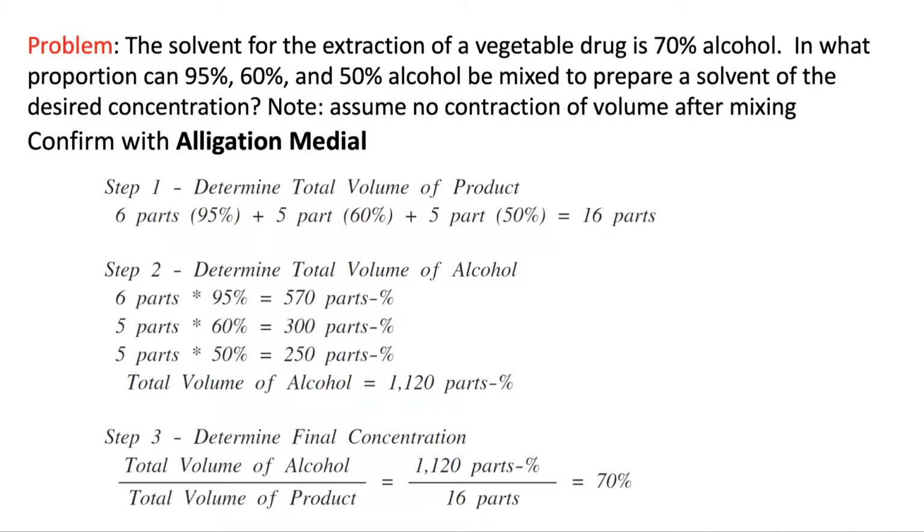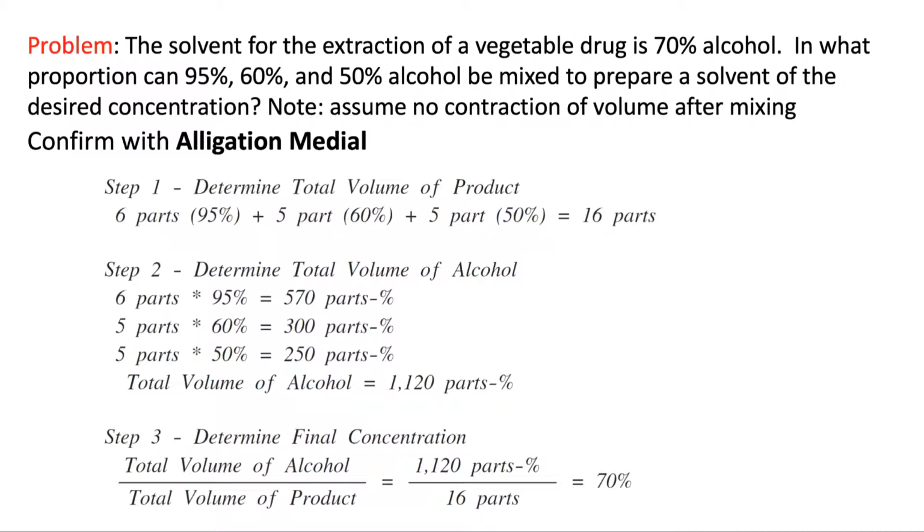So for the individual ingredients, 6 parts of 95 plus 5 parts of 60 plus 5 parts of 50, that ends up with 16 total parts. And while we don't have an actual volume in milliliters, we have parts. So we have a total of 16 parts.